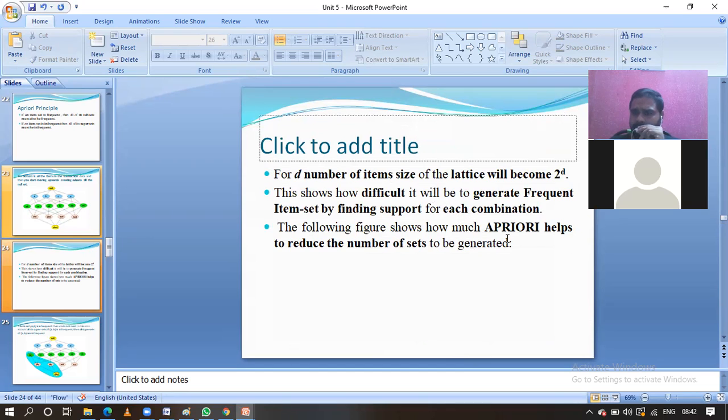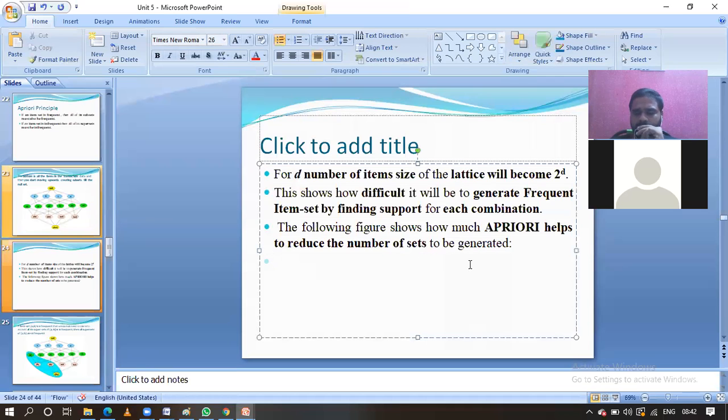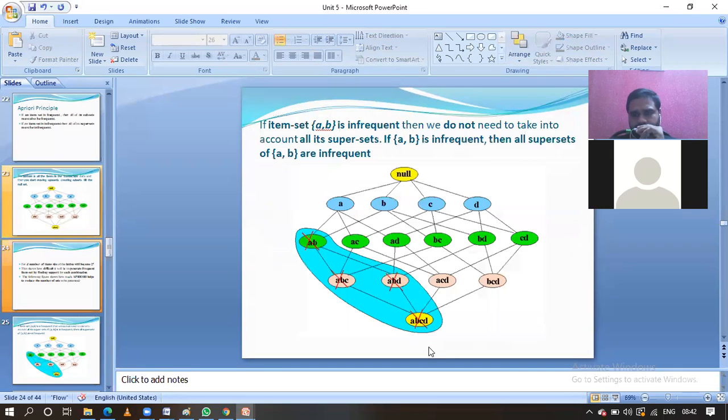Normally, guys, with the help of these Apriori principles, we are going to reduce the number of item sets. How are we going to reduce them? Let us see. Suppose in the item set, A, B is infrequent. I have taken the lattice for four items, and here A, B is infrequent. Observe the second principle: if item set A, B is infrequent, all its supersets must be infrequent. By using this principle, we are going to eliminate some of the item sets.